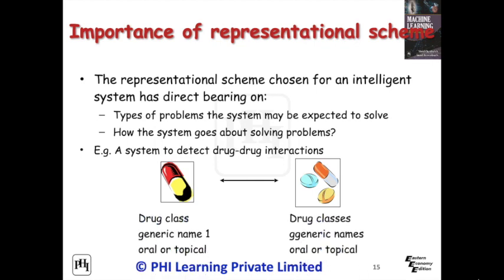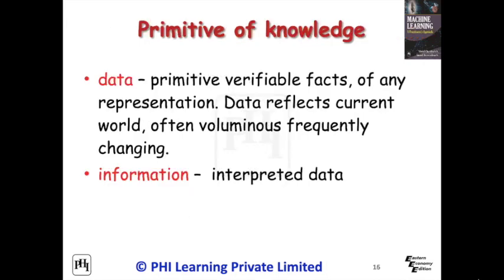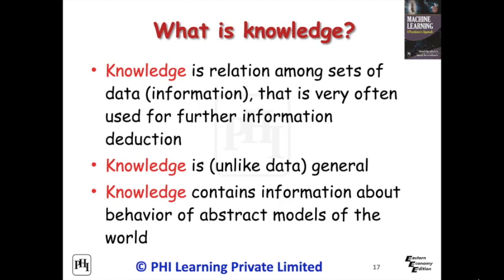Data is the primitive verifiable facts of any representation. Data reflects current world, often voluminous, frequently changing, and information is the interpreted data. Knowledge is relation among sets of data and information that is very often used for further information deduction. Knowledge is general, not like data, and contains information about behavior of abstract models of the world.